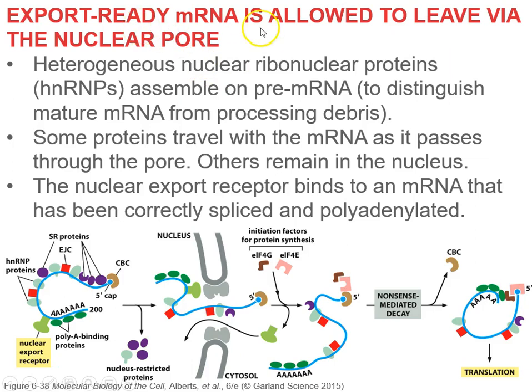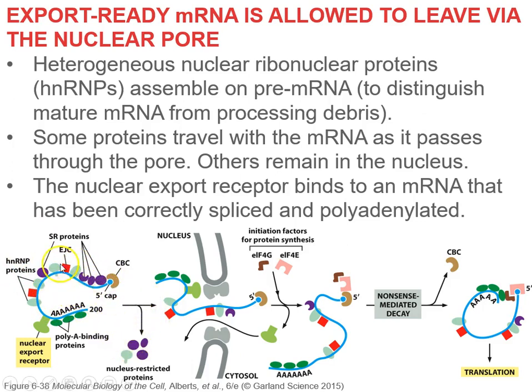So export-ready messenger RNA is allowed to leave through this nuclear pore. We have these heterogeneous nuclear ribonucleoproteins, and their job is to distinguish the mature messenger RNA from processing debris. And again, the artist here has shown the different things that do that: the cap binding protein, the poly A binding proteins. We have this exon junction complex, and its job, along with the HNRNPs, is to ensure that the messenger RNA has been properly spliced. If you went back to the splicing section in our notes, you'd find that the SR proteins and the EJC and the HNRNPs are all involved with that.